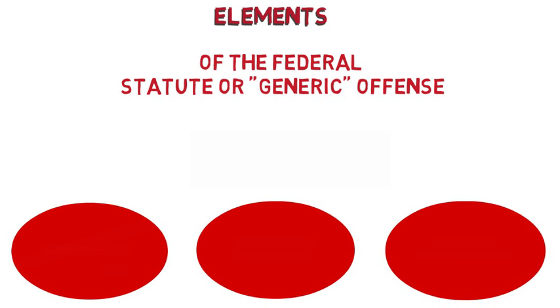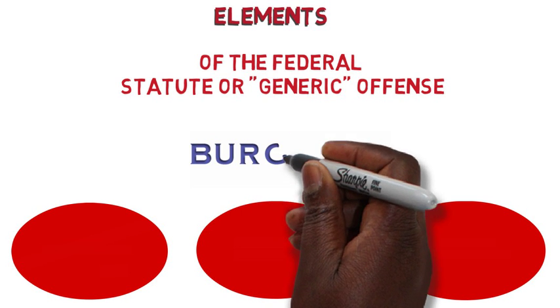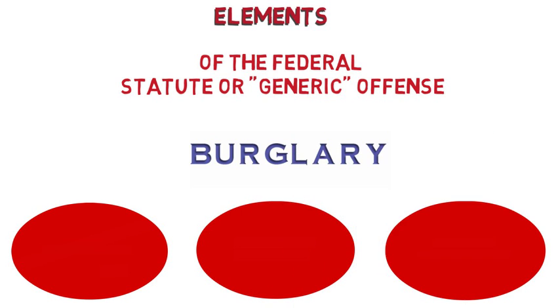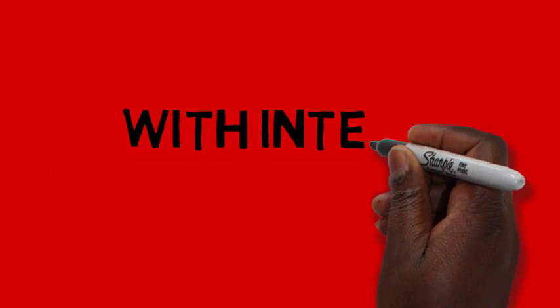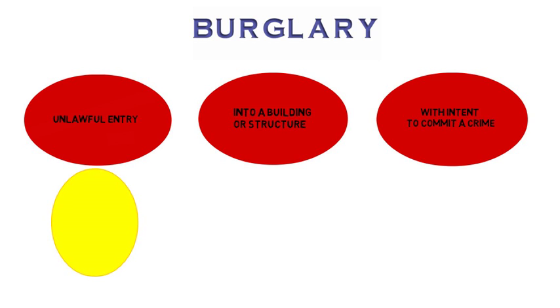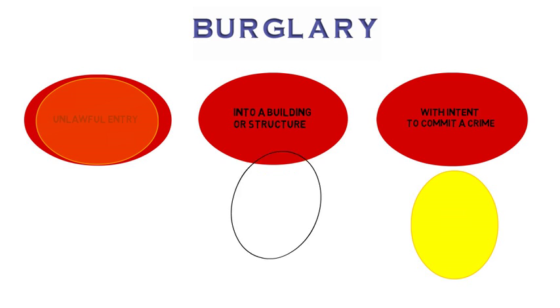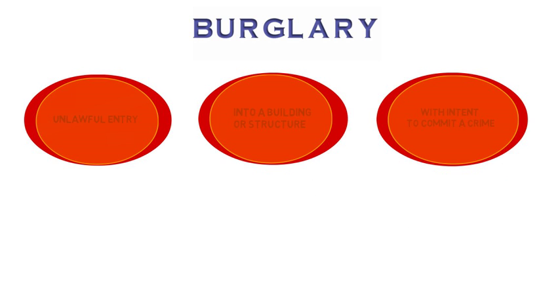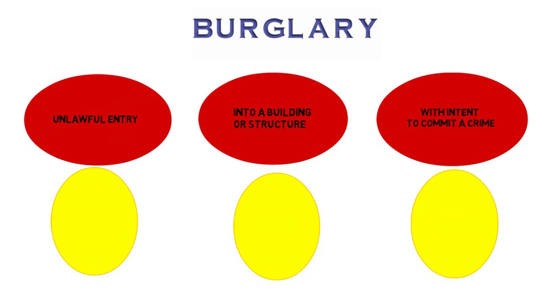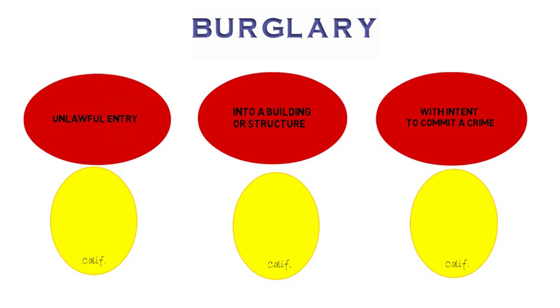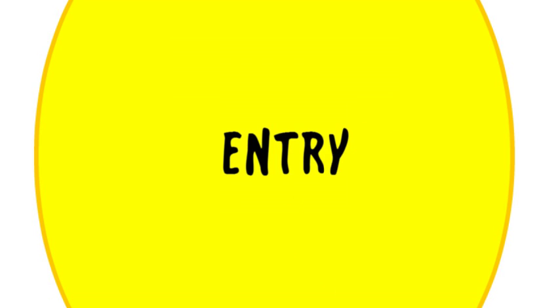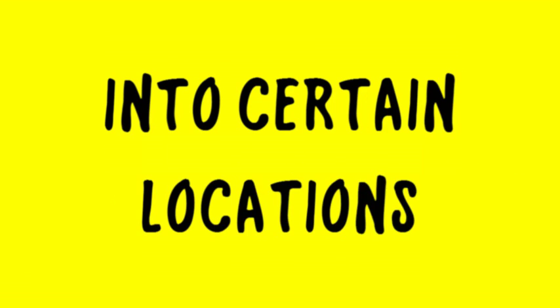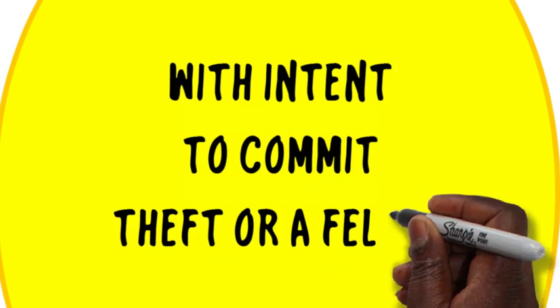In the Descamps case, the Supreme Court was analyzing the federal generic offense of burglary. Federal case law defines the elements of generic burglary as an unlawful entry into a building or structure with the intent to commit a crime. In order for a state conviction to trigger federal consequences as a burglary offense, the state offense would have to meet all of these elements in every case. In Descamps, the Supreme Court compared a California burglary statute that had the elements of entry into certain specific locations with the intent to commit theft or a felony.